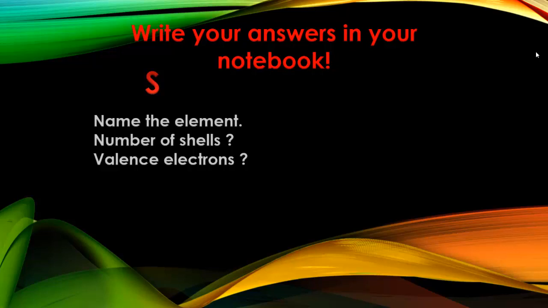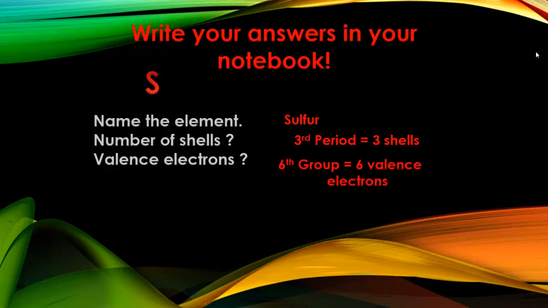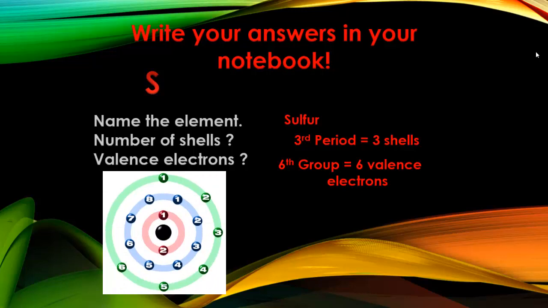If you want to pause the video to get more time, you can. But here is the answer. So S is sulfur, third period, so it'll have 3 shells. Sixth group, so it'll have 6 valence electrons. There's the picture right there.